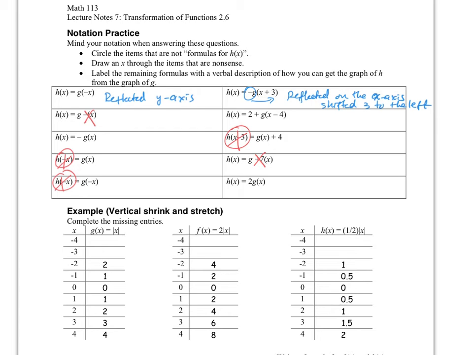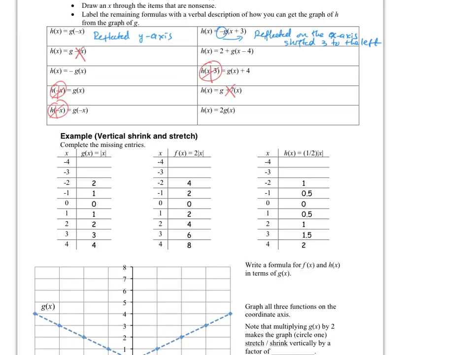The last thing we're going to do is vertical and horizontal shrinking and stretching. And what that means is you will take a graph and you either make it skinnier or make it fatter or make it bigger or make it smaller. Okay, let's complete this table first. The absolute value of minus 4 is 4. The absolute value of minus 3 is 3. If you multiply that by 2, this will give you 8. It will give you 6. If you divide that by 2, this will give you 2, and this will give you 1.5.